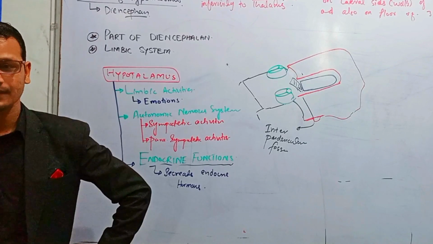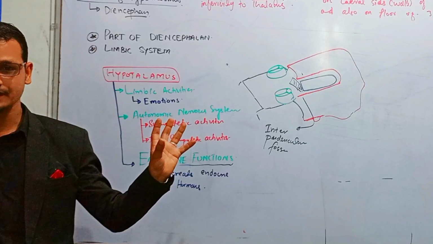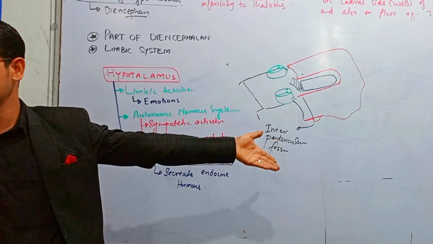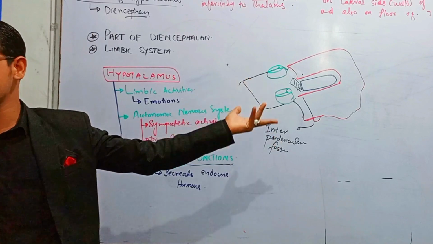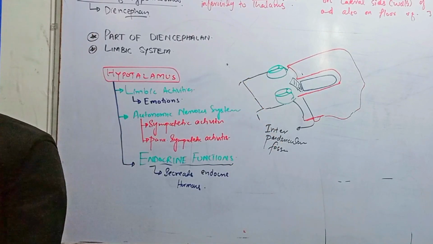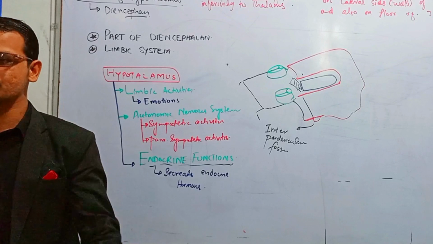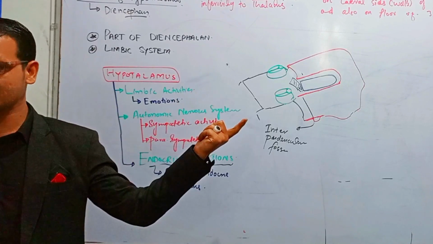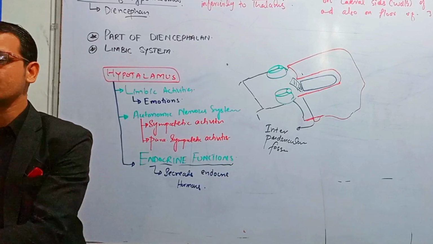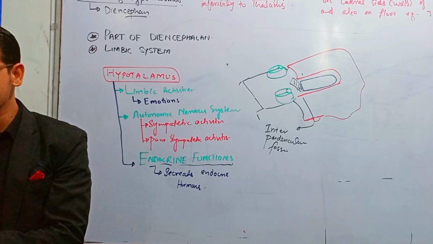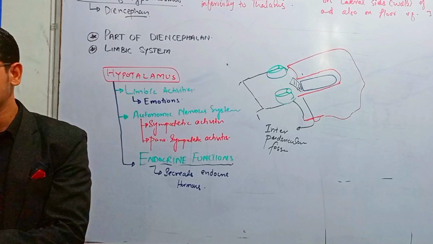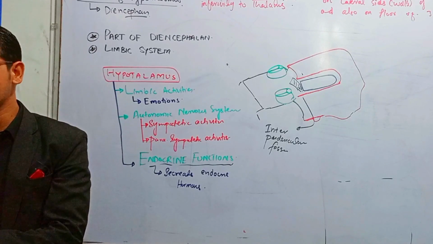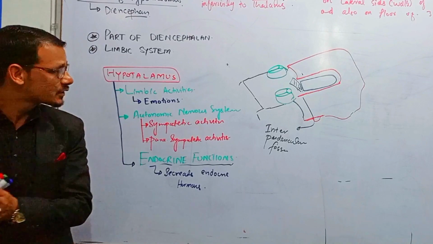Why is it called hypophysis? Because it is present inferiorly to this hypothalamus, so it is called hypophysis, right? And all the pathways which are passing from this tuber cinereum are called hypophyseal pathways. For example, the tubero-hypophyseal tract, right? The preoptic hypophyseal tract, right? All these are called hypophyseal tracts, right?